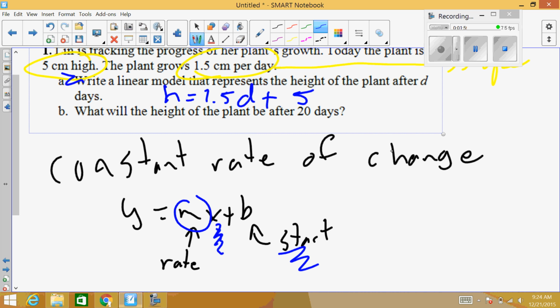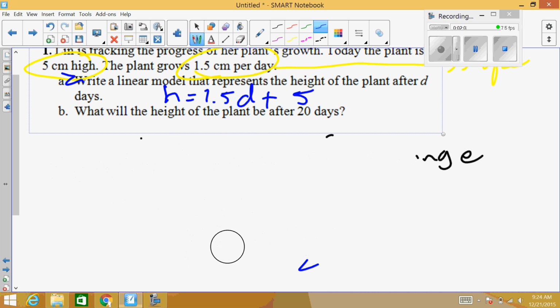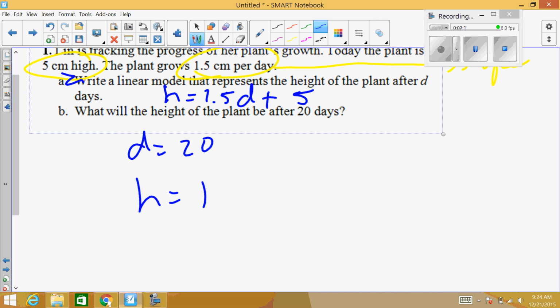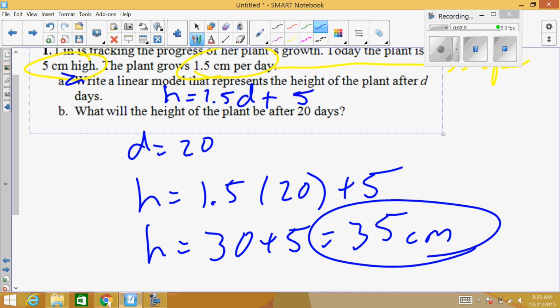Now for part B, well, what do we do with that? The height of the plant after 20 days. Well, it's 20 days. That means d is equal to 20. So the height has to be equal to 1 5/10 times 20 plus 5. Let's see, 1 5/10 times 20 is 30, plus 5, 35 centimeters. We know the plant is going to be 35 centimeters after 20 days.